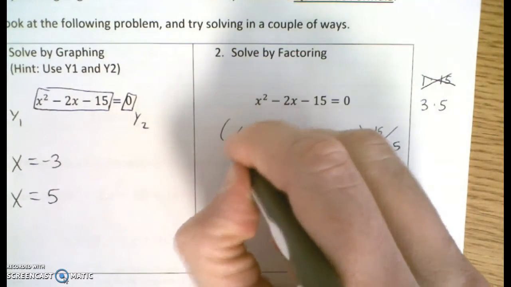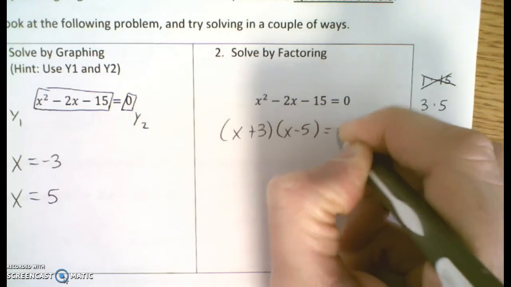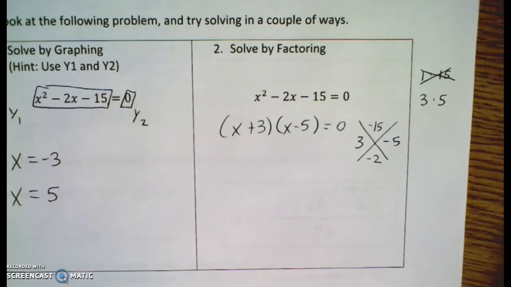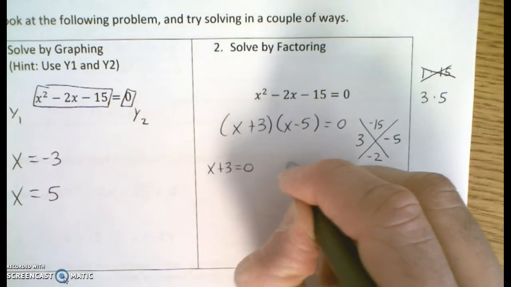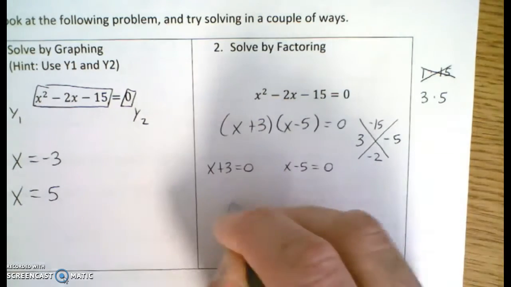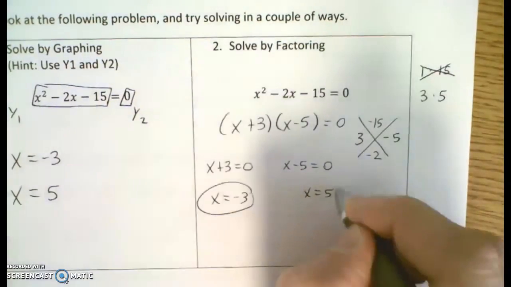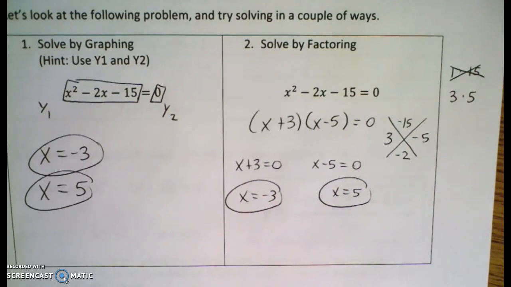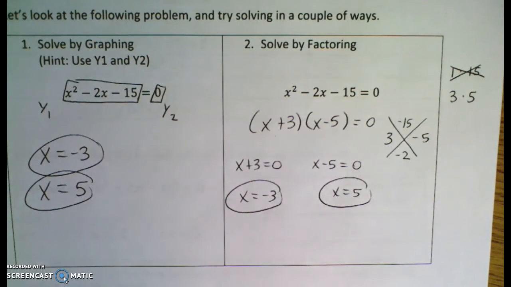So from there, we were able to create the factored form. And then we worked on setting these equal to 0, or what numbers make those equal to 0. So x plus 3 equals 0, or x minus 5 equals 0. And then here's where we were able to get the same answer. So notice this is the same answer because this is the same problem. We just solved it in two different methods, one using our graphing calculator, and one with factoring. Those are things we learned the last 2 or 3 weeks when we've been dealing with quadratics.